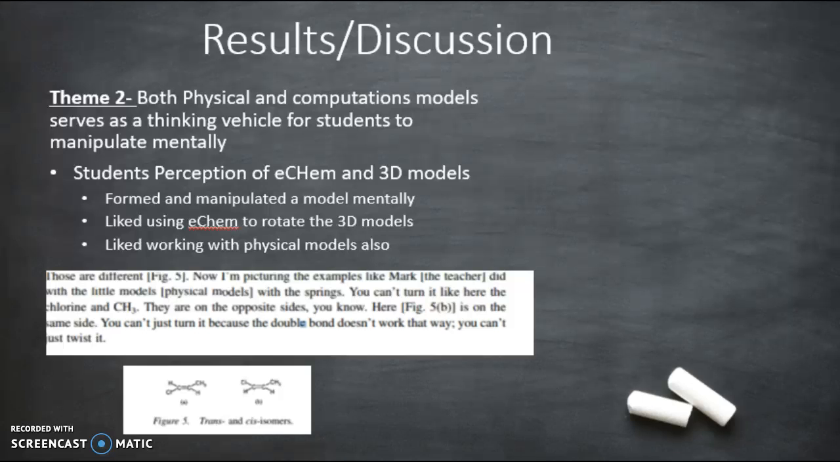And here's an example of a student discussing with his teacher, Mark, about a model of methane and looking at the isomers of methane. Basically, physical and computation models were carriers of students' mental images. Students also noticed the limitations and advantages these two types of models provided.